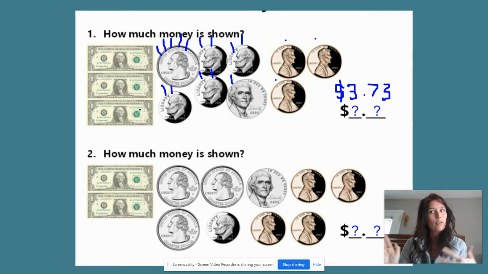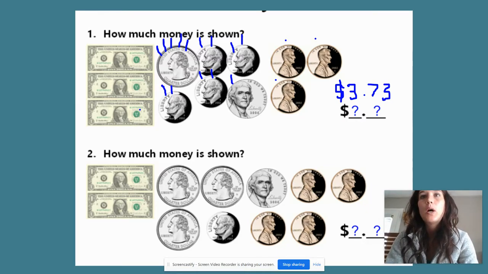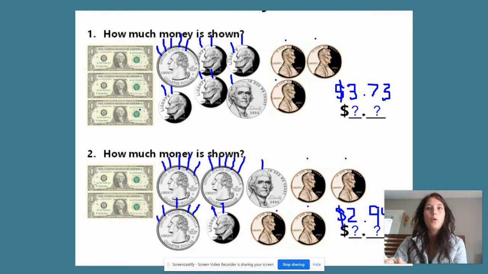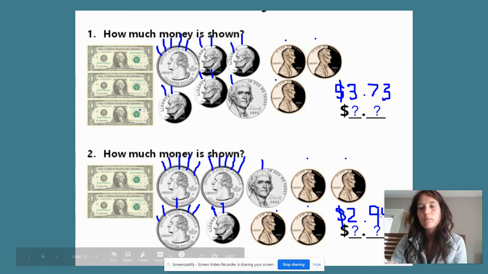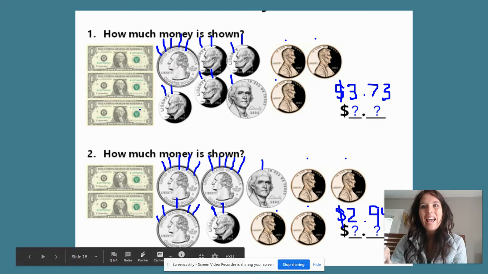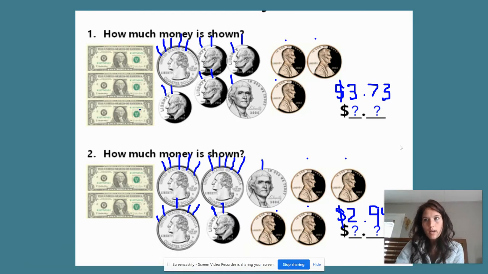Hopefully you paused it. Again, if you're not pausing it and working along with us, you're not growing your brain. So let's look at our answer. Quarters should all have 5. Dime should have 2. Nickel should have 1. Penny should have dots. Let's count 5, 10, 15, 20, 25, 30, 35, 40, 45, 50, 55, 60, 65, 70, 75, 80, 85, 90, 91, 92, 93, 94. I do have 94 written there, I'm just blocking it with my face. Sorry. And then $2 bill. So it's $2.94. Hopefully that's what you got.